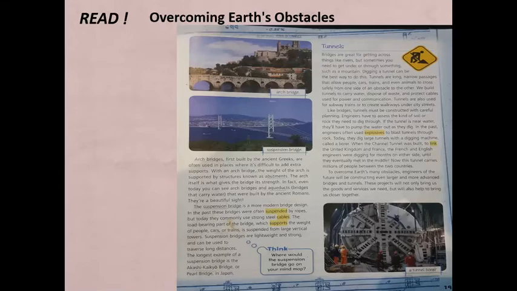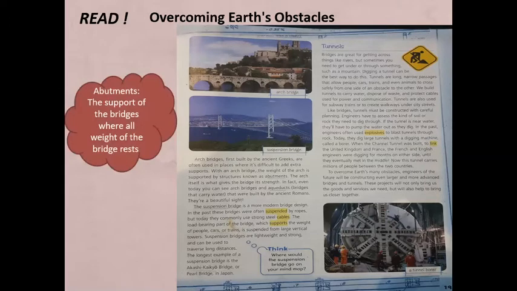Arch bridges, first built by the ancient Greeks, are often used in places where it's difficult to add extra supports. With an arch bridge, the weight of the arch is supported by structures known as abutments. The arch itself is what gives the bridge its strength. In fact, even today you can see arch bridges and aqueducts, bridges that carry water, that were built by the ancient Romans. They're a beautiful sight.